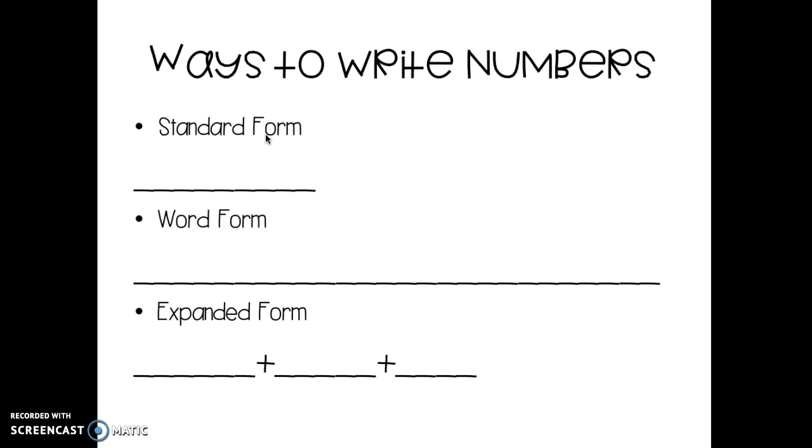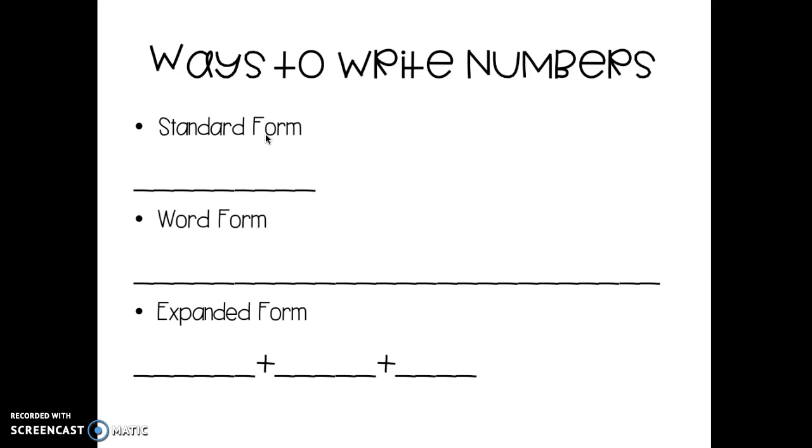The next way that I can write a number is in word form. Now, word form means that I'm literally going to write the words that I'm saying for that number. So again, like 25, I will write the word 20, T-W-E-N-T-Y, and the word 5, F-I-V-E. And in word form, you would read that 25.